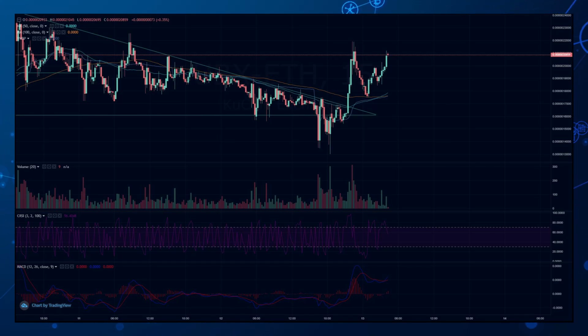Now, I cannot stress this enough. Make sure you set a target, and if you don't hit your target, get out and take your profits. Honestly, the key to being a profitable trader is to survive to trade another day.